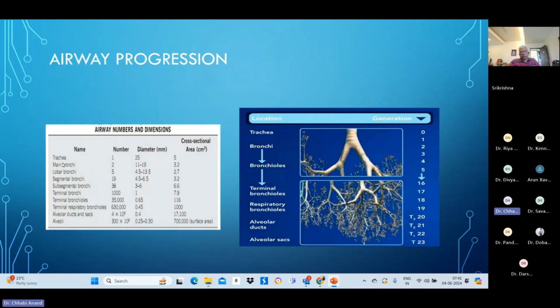There's one trachea, then it divides into main bronchi. Then there are bronchioles, then terminal bronchioles, respiratory bronchioles, then alveolar ducts and alveolar sacs form. These are the respective diameter and cross-sectional area.